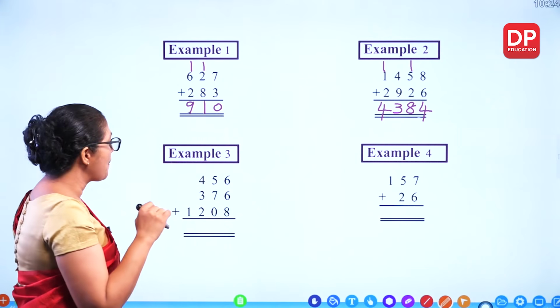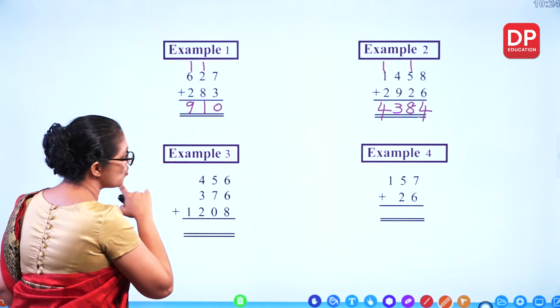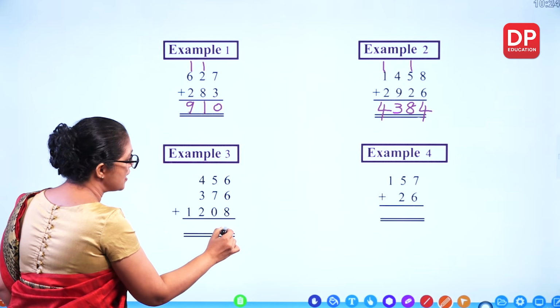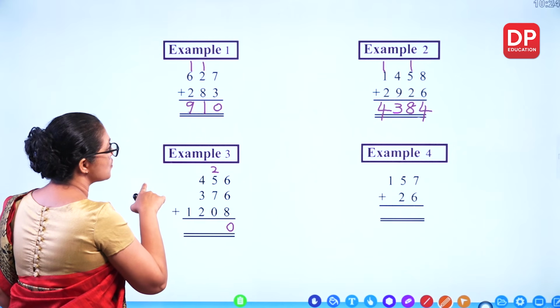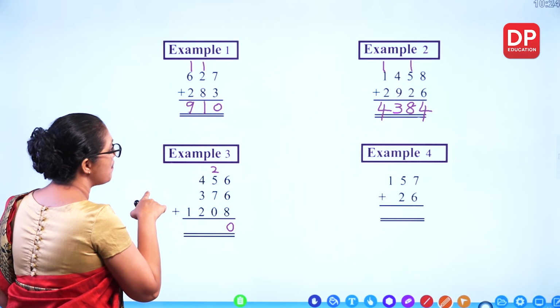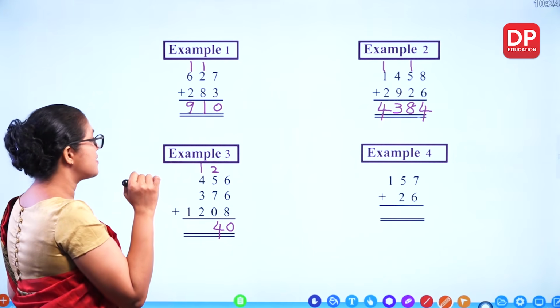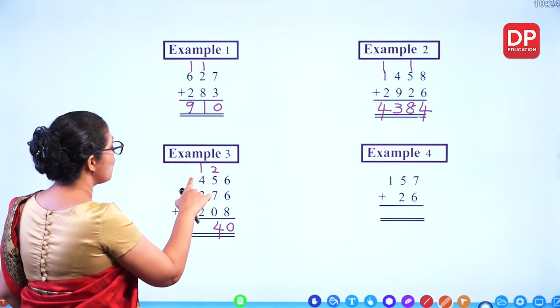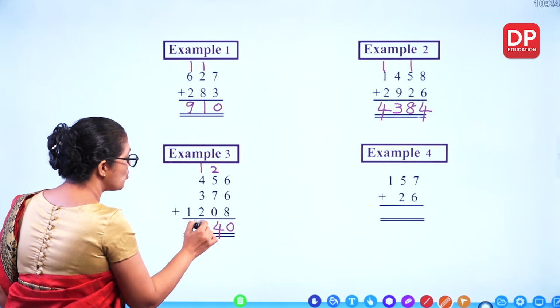Example number 3. Add 3 numbers. 6 and 6, 12. 12 plus 8, 20. Take 2. 7 plus 2, 9. 9 plus 5, 14. And 1 consider in hundreds place. 4 plus 1, 5. 5 plus 3, 8. 8 plus 2, 10.